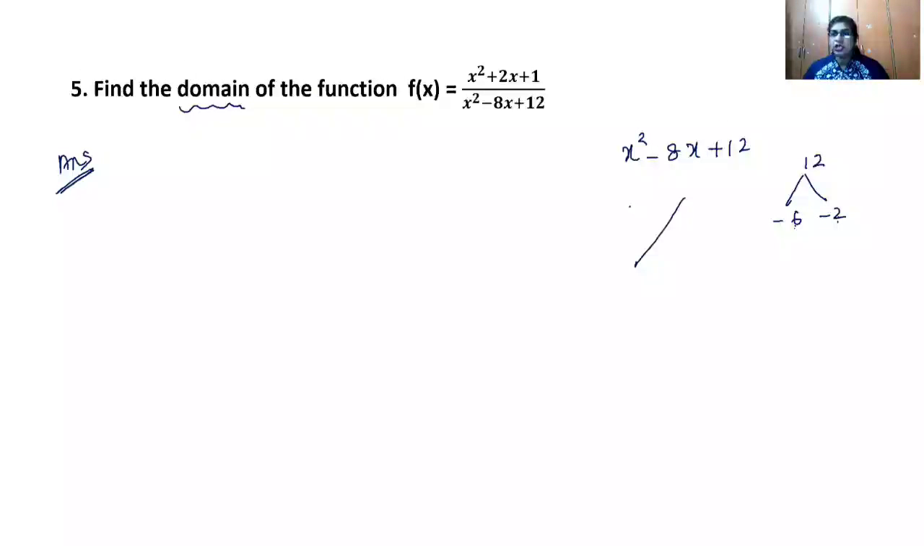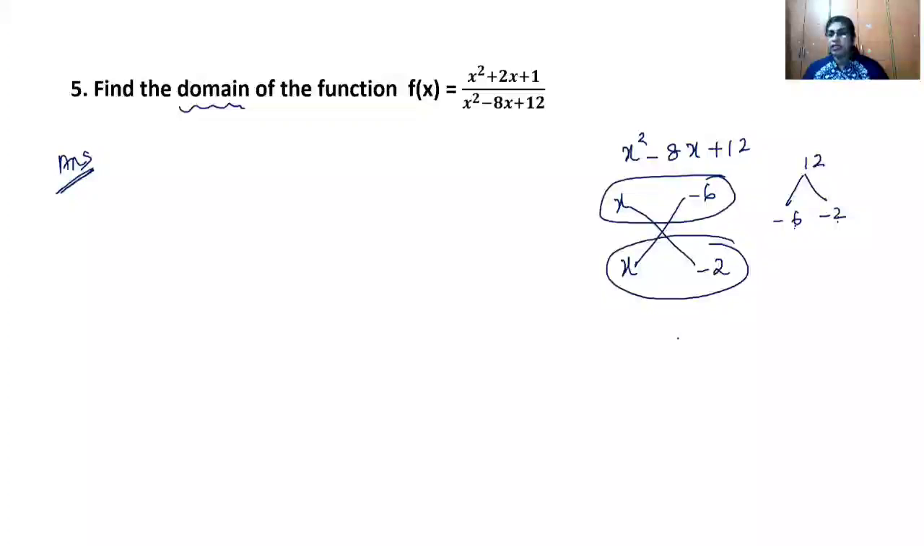Satisfied. So what is the shortcut to find the roots? Write x with these numbers, minus 6 and minus 2. So x minus 6 and x minus 2 are the factors. When will it become 0? When the x value is equal to 2 or 6. So for the domain to be defined, all real numbers are allowed except those giving 0 in the denominator, 2 and 6.